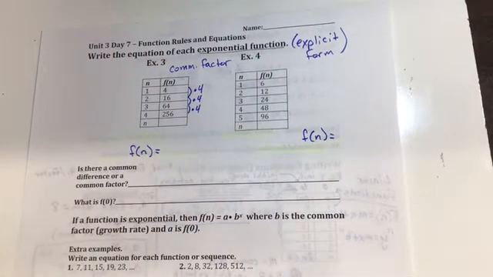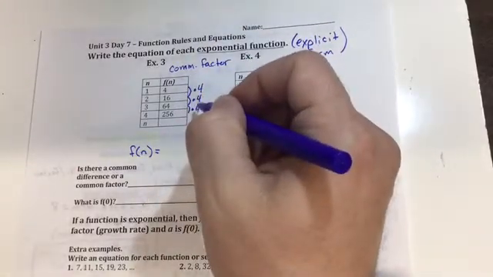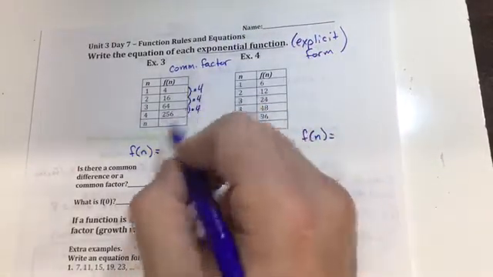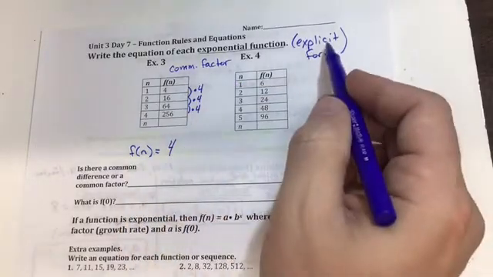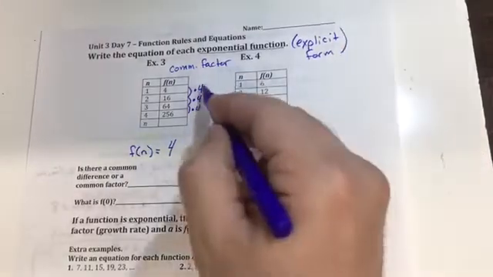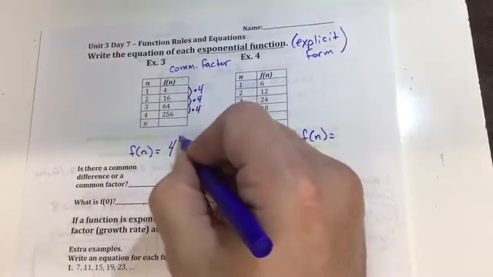And so we're going to write our function this way. That common factor is always the base of our exponent for our exponential function. That common factor is always your base, and we always take that to the nth power.